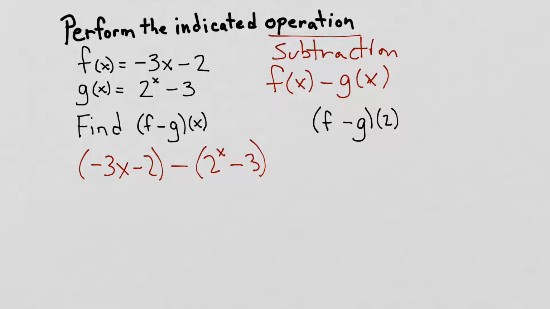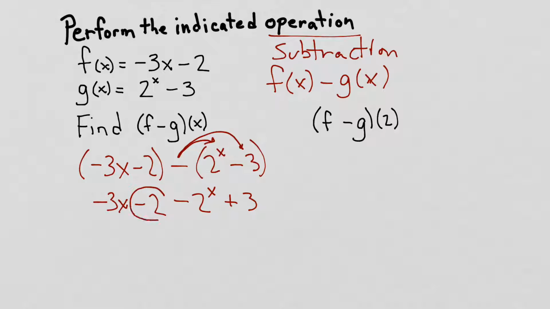So the first step in this one is to distribute the negative sign through that second set of parentheses. So when we do this, negative times the 2 to the x gives us negative 2 to the power of x. Then we distribute the negative to the negative 3, which, multiplying a negative times a negative, produces a positive 3. We don't need to distribute the negative sign through the first set of parentheses, so we just rewrite negative 3x minus 2. At this point, it's similar to the addition, where we just combine like terms.